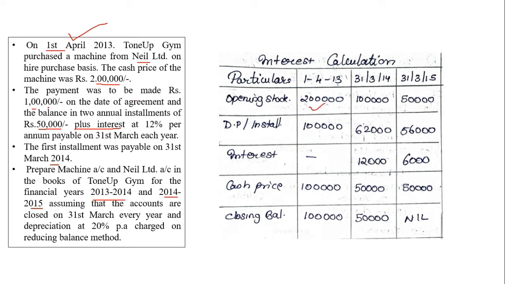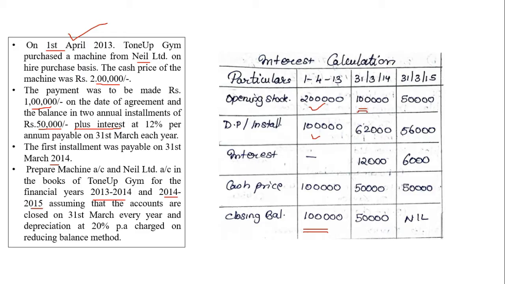So I've written here 2 lakhs. In the first year, we made a down payment of 1 lakh. On the day when you purchase and make the down payment, there is never any interest. So cash price is 1 lakh. So 2 lakh minus 1 lakh, the opening minus cash price, is 1 lakh. That's my first closing balance. Now be careful here, okay? The first year's closing will become the next year's opening. So opening is 1 lakh.